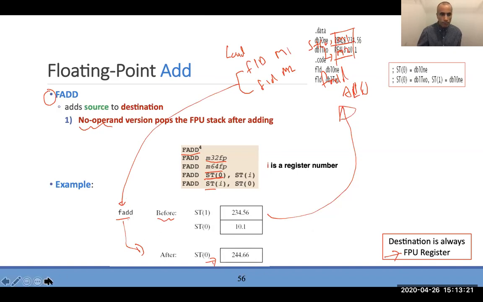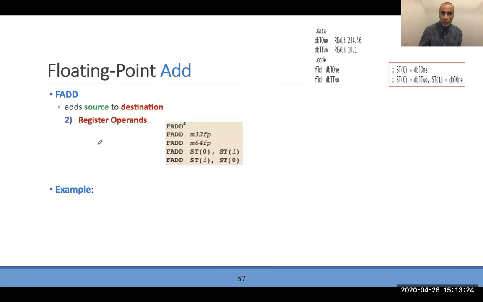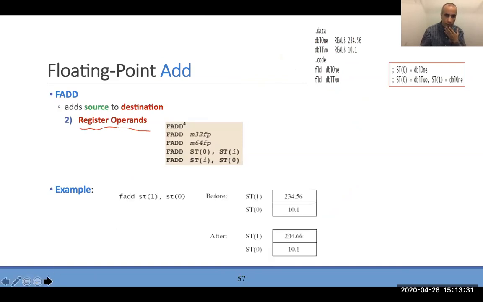Okay, so if we want to do FAdd with operands, this is what you're going to look at. You have register operands, ST0 and ST1, so this is going to be my destination. If you say add ST0 to ST1, the ST1 value should be changed. This is when we have register operands. This is the one that we have right here. We're going to add this to this.